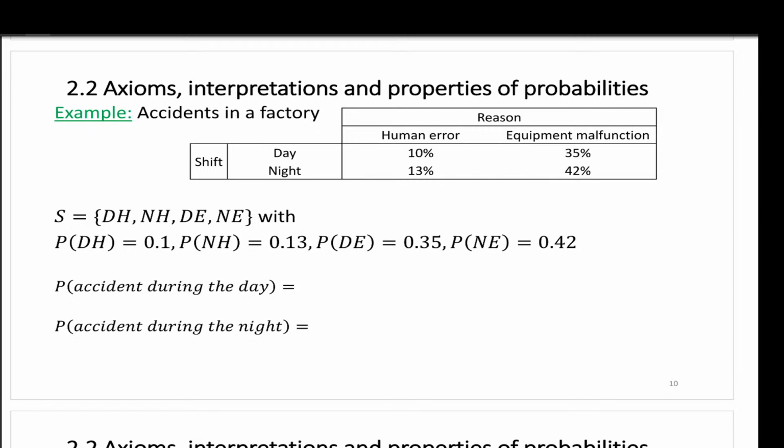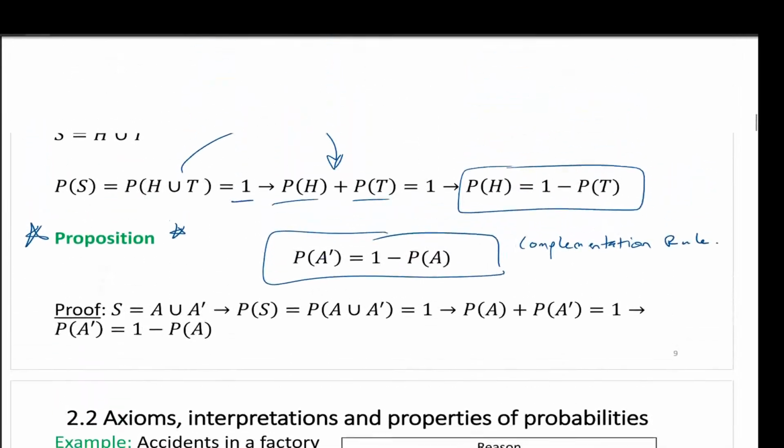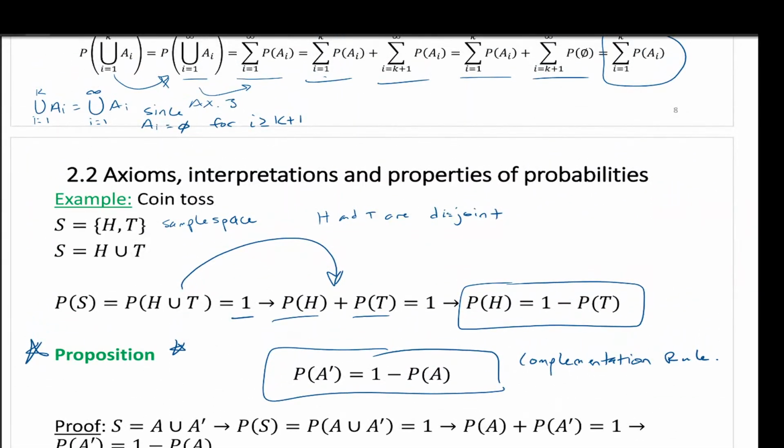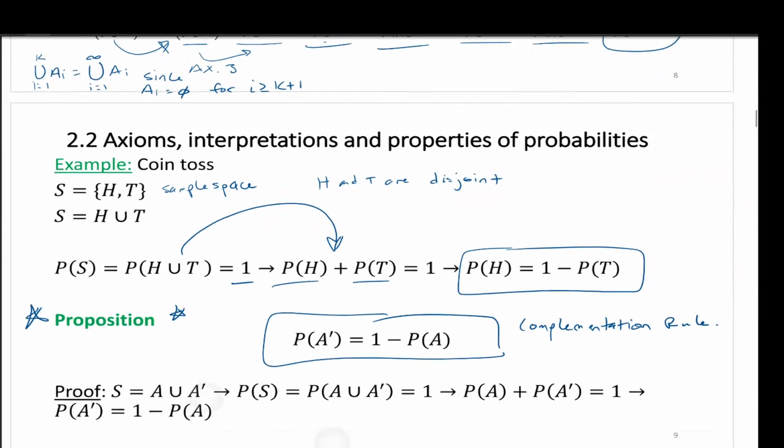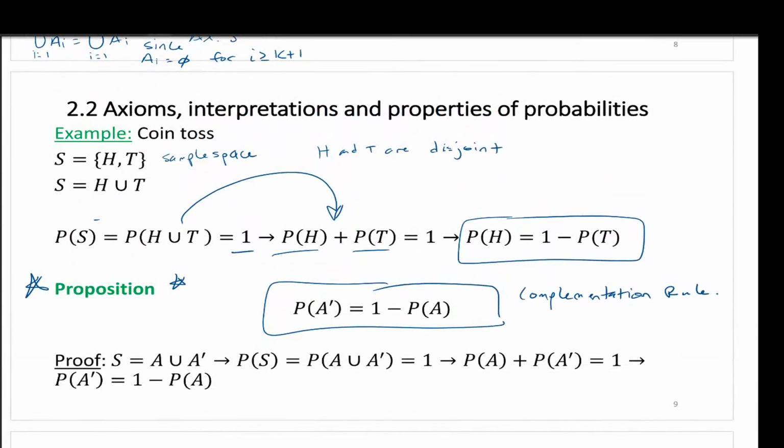How do you know H union T is 1, not 0? I only know that H union T is 1 because the probability of the sample space is equal to 1. So probability of S equals 1, and H union T equals S. So probability of H union T equals 1?